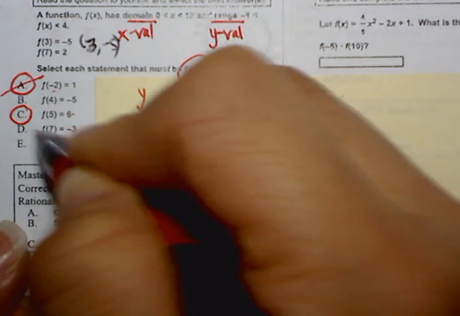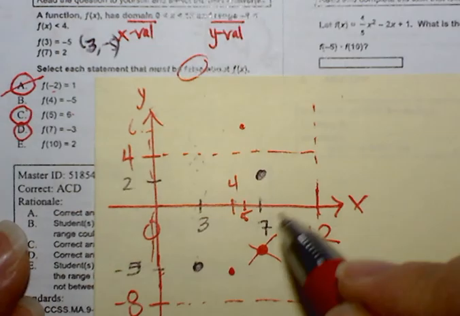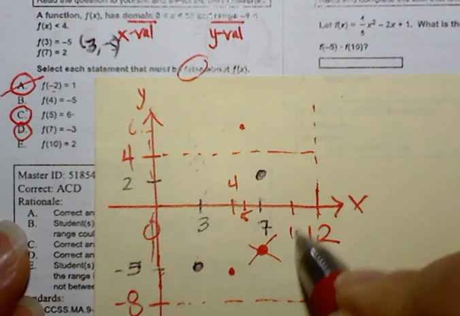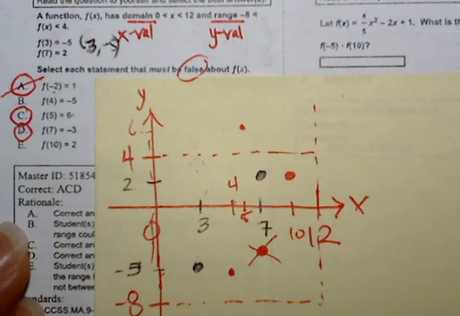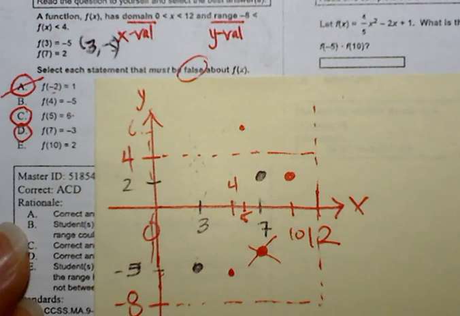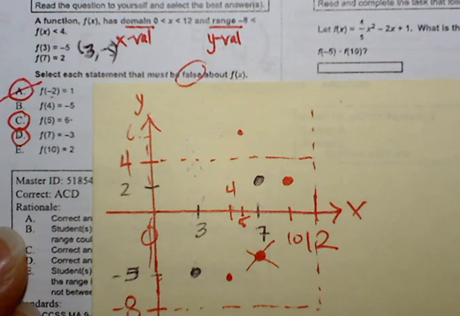Can I input 10 and get 2? Yes. So the only ones that have to be false are A, C, and D. Does that make sense? It's kind of tricky. You have to know domain and range, and you have to know stuff about being false. You have to remember that it's asking you for false, not true. Let me give you guys a hint now that you're here.